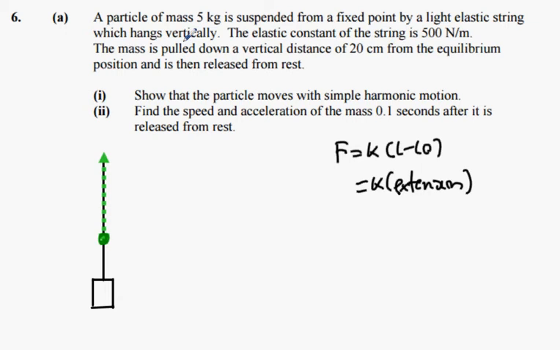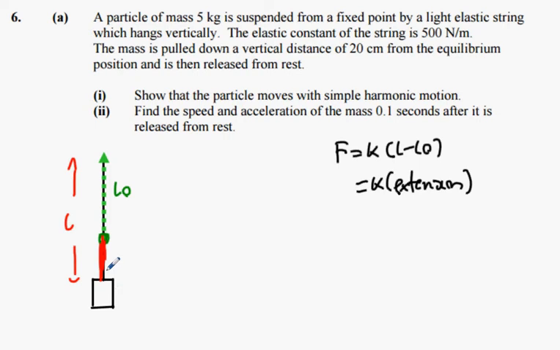The mass is pulled down vertically a distance of 20 centimeters from the equilibrium position and then released from rest, right? So L0 is this length here, where it's at its natural length and there's no force on the string. A weight is then attached, and it undergoes an extension, the red extension there, and this makes the total length L, with the red part in particular being the extension.